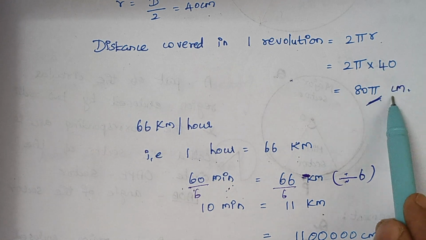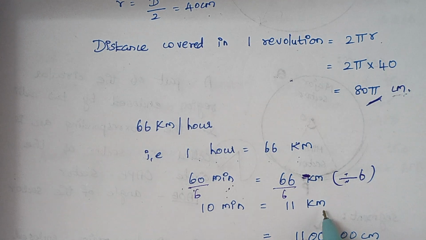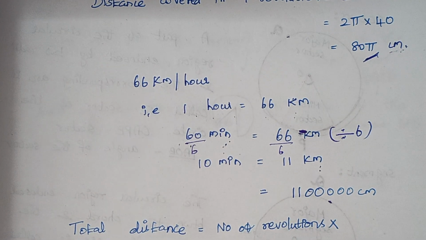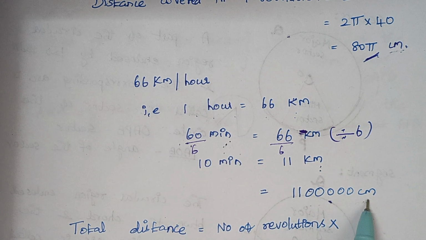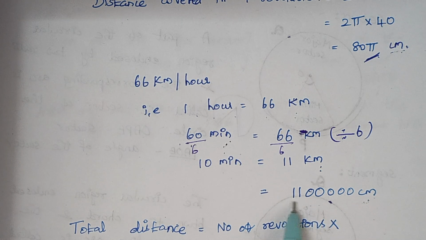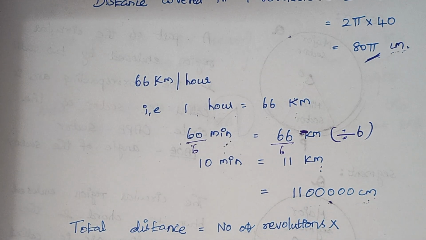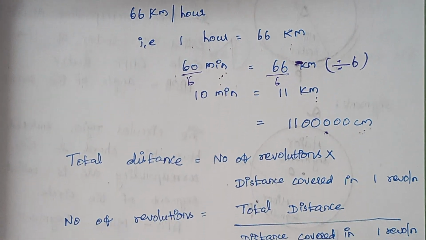But here I have the unit in centimeters, so now I am going to convert this kilometer into centimeter. Here you see 11 into 10 to the power 5, which gives this in centimeters. In 10 minutes, the car covers a distance of 11 into 10 to the power 5 centimeters. Now we have to find the number of revolutions.